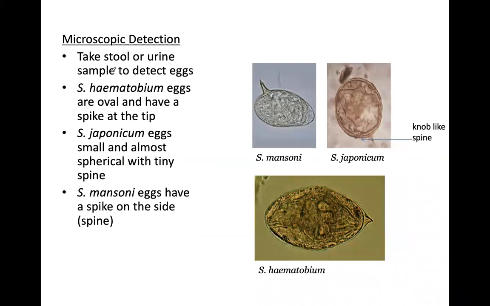And so in microscopic detection, you take a urine or stool sample to detect the eggs. This is a very tiny knob. You should be very careful looking at it for you to be able to find it. This is for all these three. And they're much more spherical, while the hematobium and mansoni are usually more oval shaped.